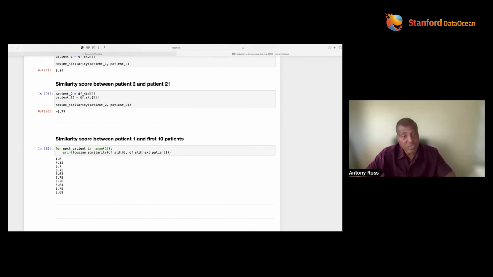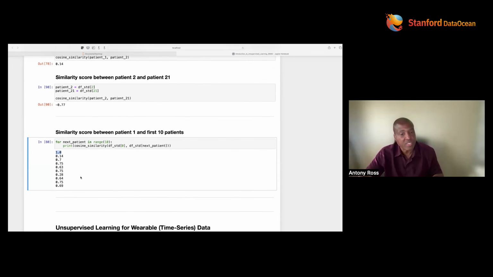And then I said, can you compare patient 1 to the first 10 patients? And patient 1 is exactly similar to him or herself, so it's a 1. And then you can just look through all your data and get similarity scores, and maybe you have a threshold. Give me all patients that are at least 0.82 similar or better, whatever it is. So again, what do you want to do with this data?